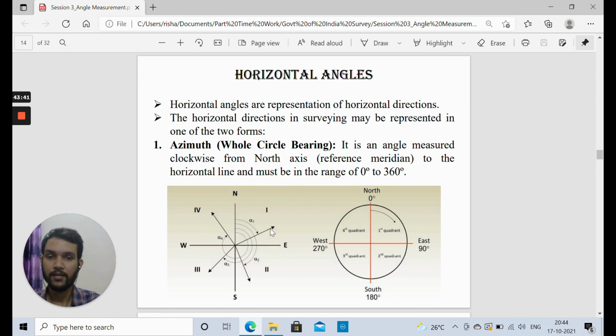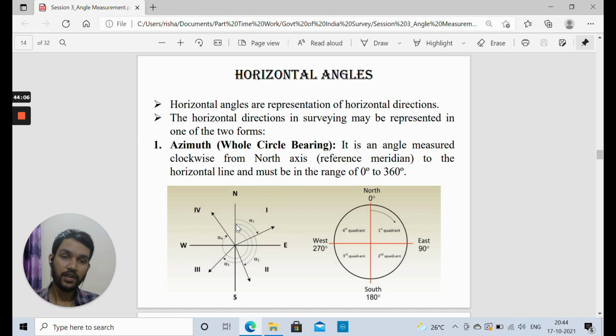Any angle that is between 90 and 180 degree is in the southeast quadrant, or you can say second quadrant. Any angle that lies between 180 and 270 degree will lie in the southwest quadrant, and any angle whose whole circle bearing is from 270 to 360 degree will be lying in the fourth quadrant, or you can say it will be in the northwest direction.